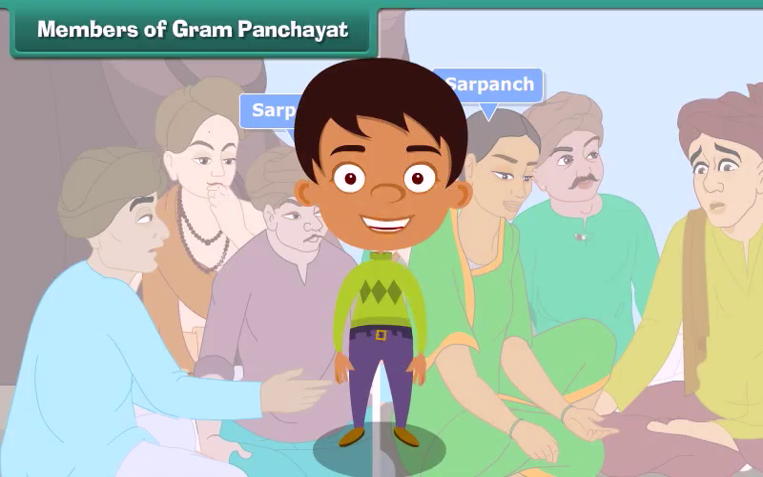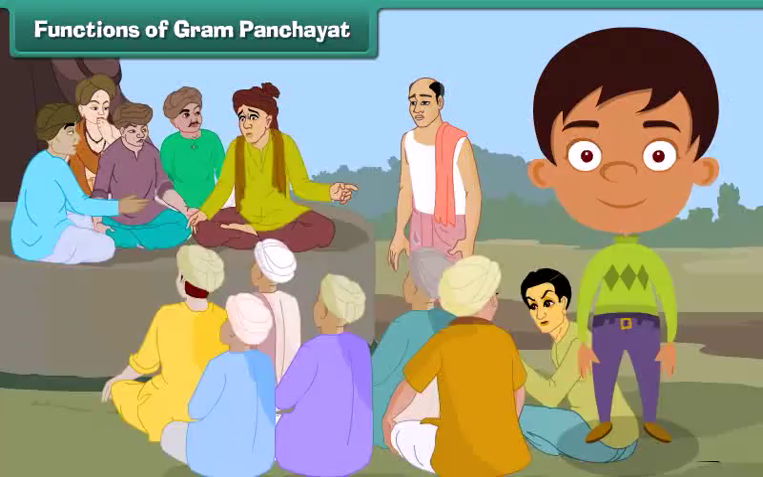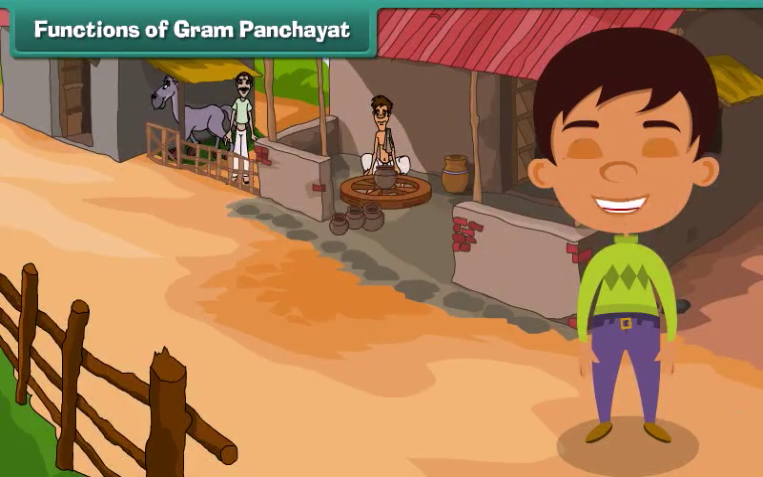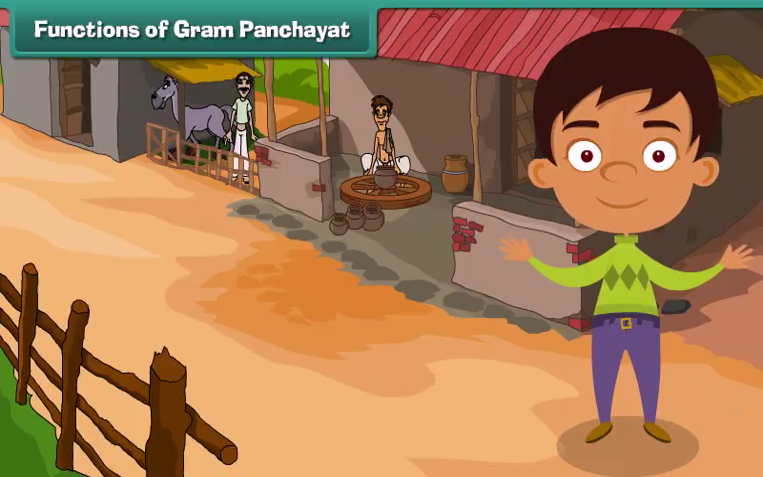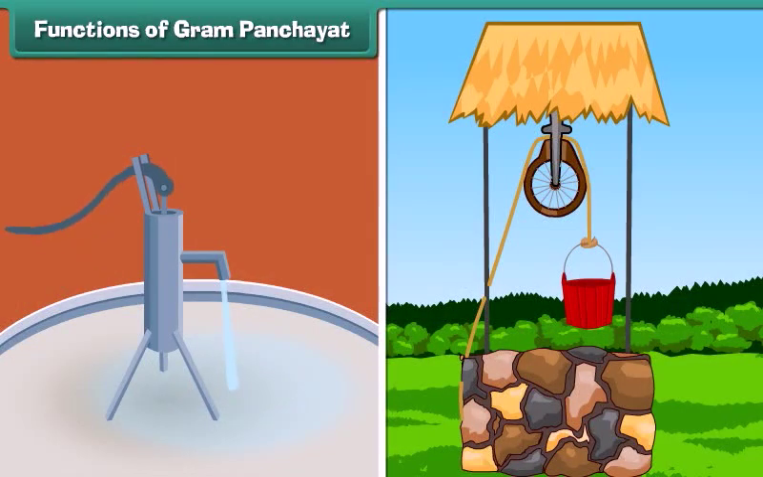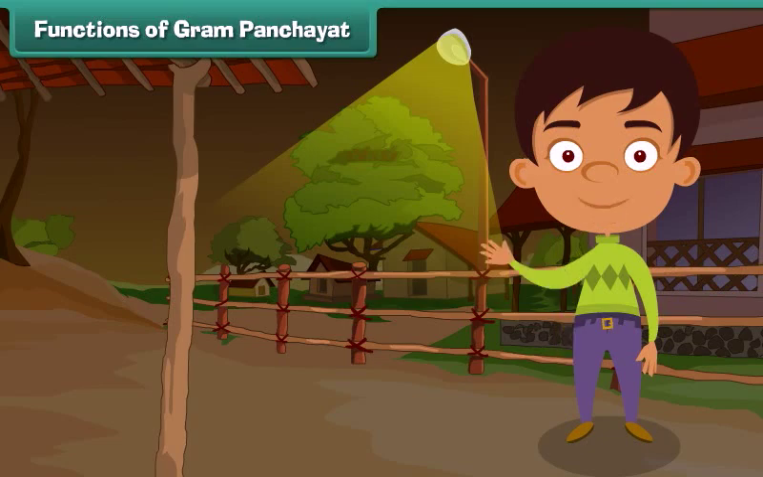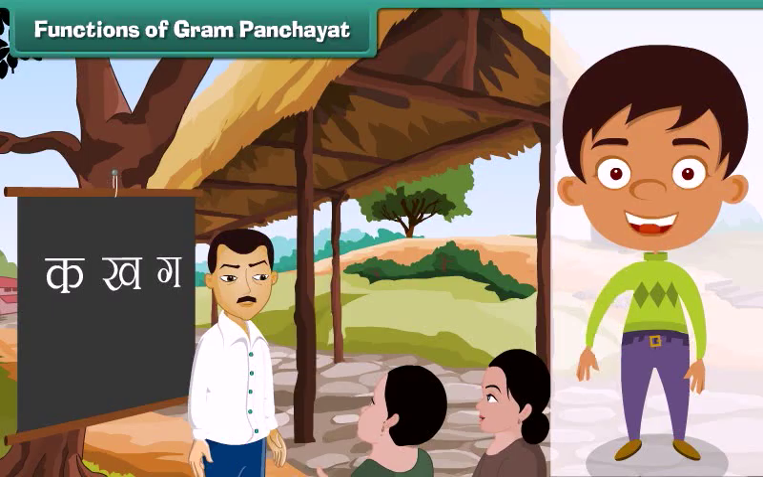Let us learn more about the other duties of a Gram Panchayat. Functions of Gram Panchayat. The Gram Panchayat looks after the cleanliness of the village. It also takes care of the water supply to the village. It serves to maintain roads, streets and proper lighting in the village. It makes arrangements for the education of children and adults of the village.